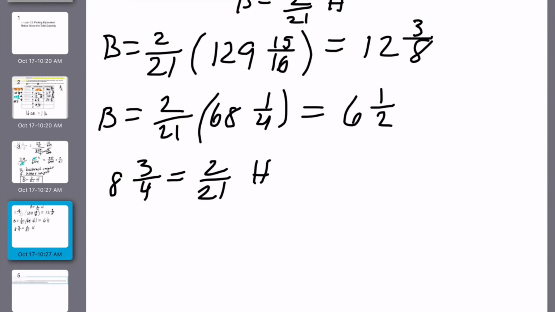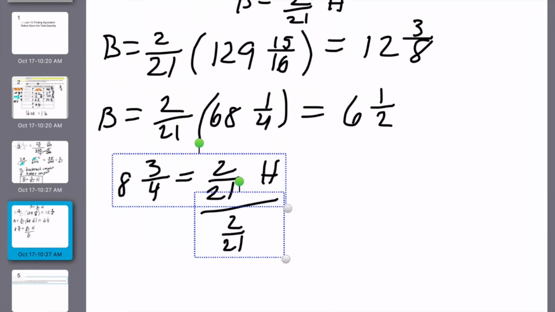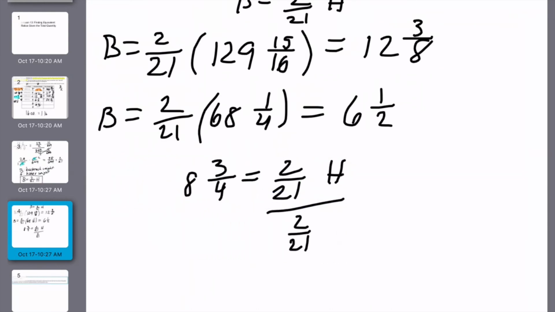So what I need to do is divide by 2 over 21 on both sides, which is the same thing as multiplying by the reciprocal. So I'm going to move this over a little bit so I can write that. So this ends up being multiplied by 21 over 2. And again, I'm going to flash forward through all of this work.